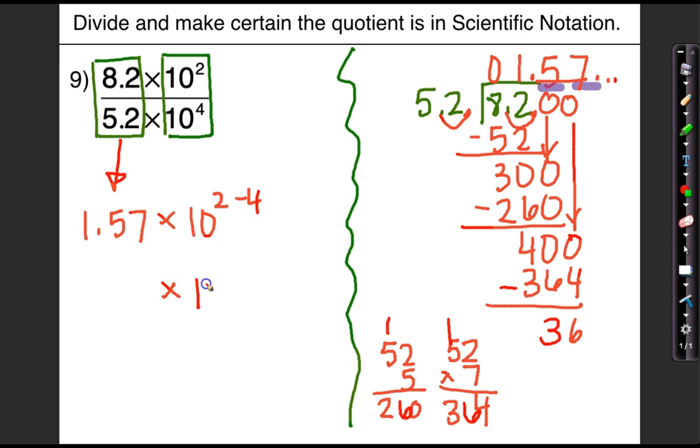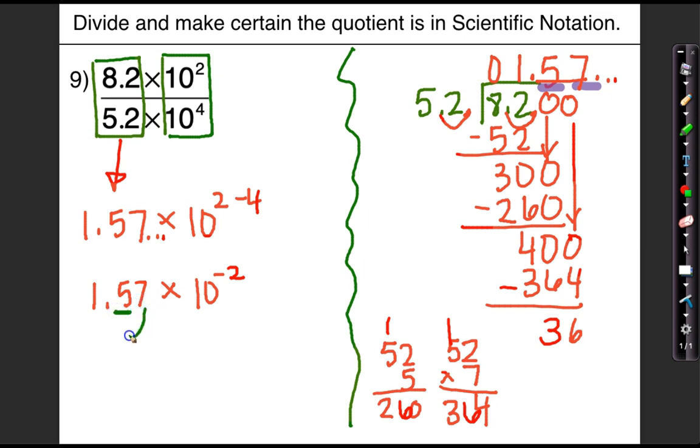So the tens are now going to be raised to the negative second power. I'm just going to go ahead and bring down the 1.57. Note that it didn't go in nicely, so if you want, you can notate that using the ellipsis. Since it didn't work out nicely, the instructions on the homework will ask you to round to the nearest tenth.